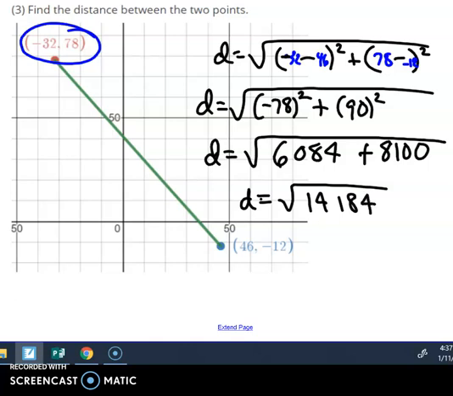The distance is the square root of 14,184 when we add the two numbers. Check to see if it comes out to be a nice number, which it does not. We do have an approximation. It's about 119.097.